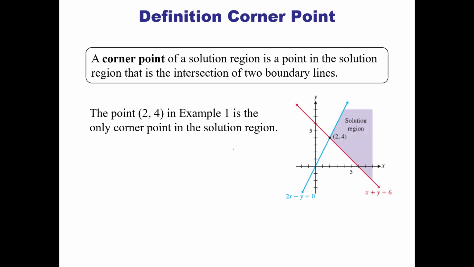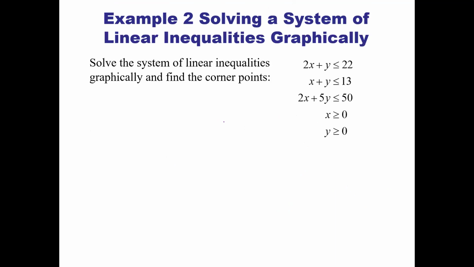Now, in example one, we had the point (2, 4), and that's the only point in it. So that's the only corner point. Now, what happens if we have, say, in this case, as we can see, three basically inequalities, and then we also have those points where x has to be greater than or equal to 0 and y has to be greater than or equal to 0. So these are our constraints.